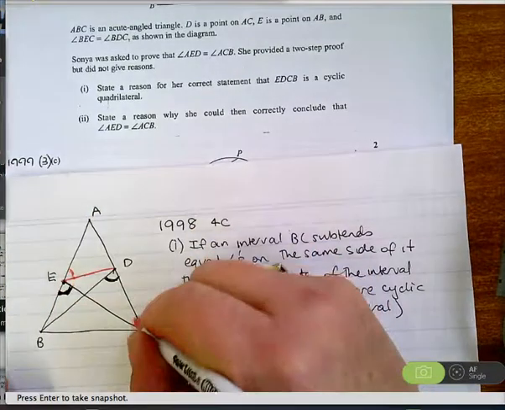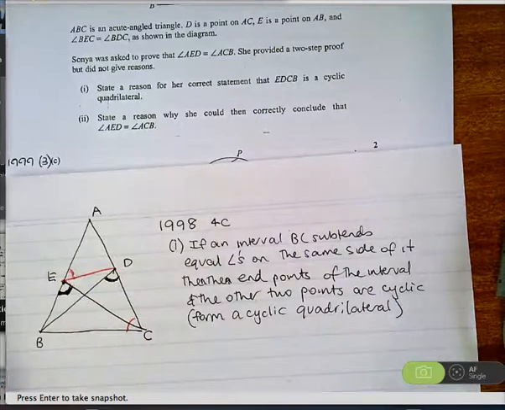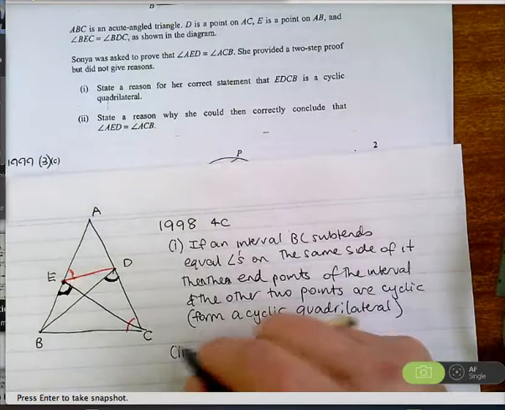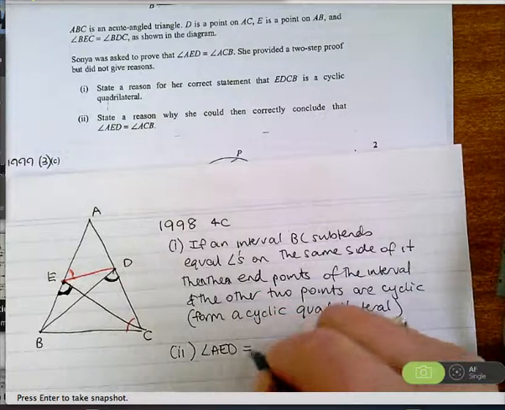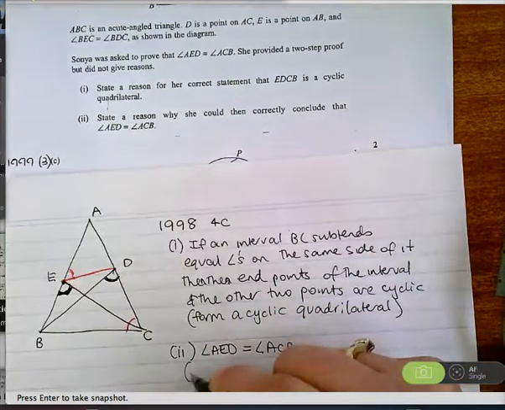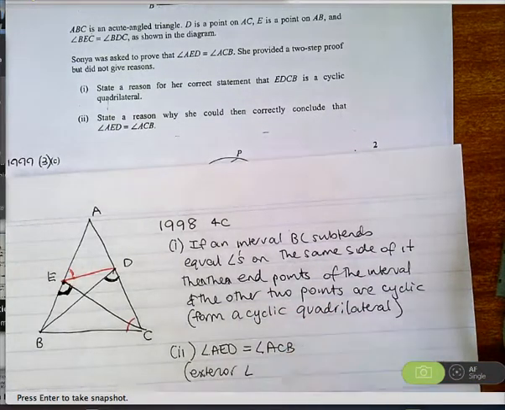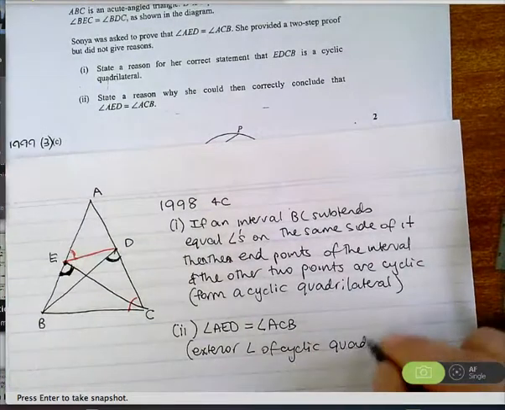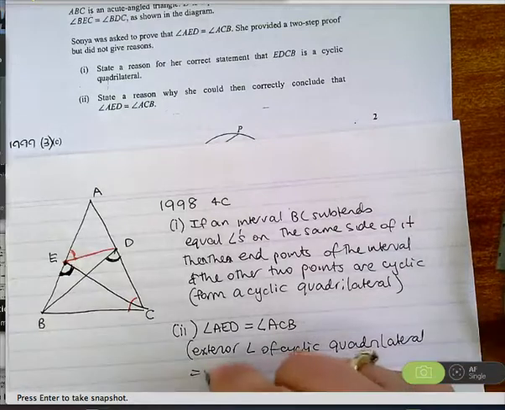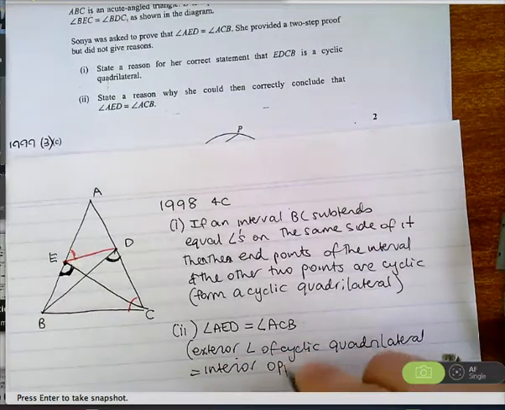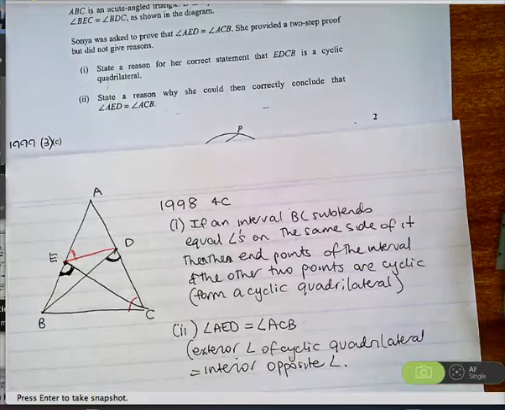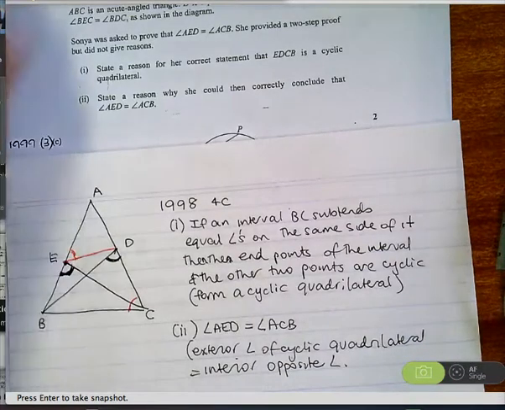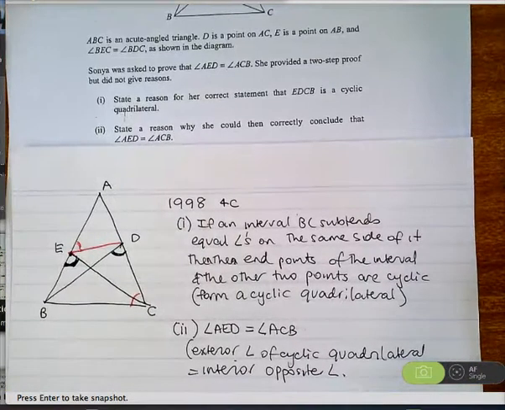We now know EDCB is a cyclic quadrilateral, so therefore we can state any of the conditions of a cyclic quadrilateral. So for part 2, angle AED is equal to angle ACB. Reason: because the exterior angle of a cyclic quadrilateral equals the interior opposite angle. Okay? And that's 1998 HSC question 4. If you can now try 1999 HSC.